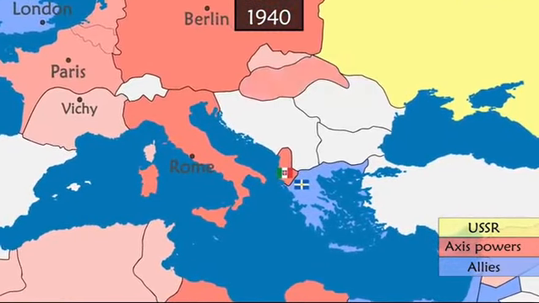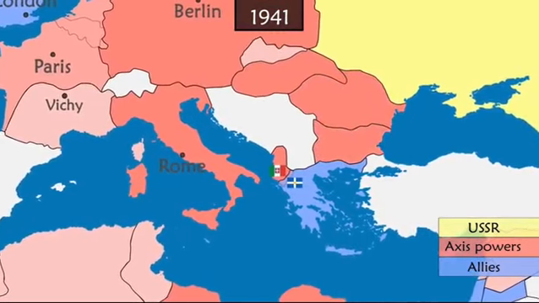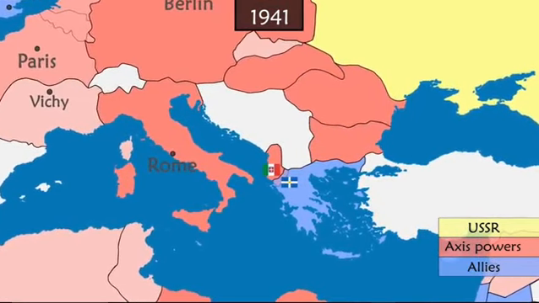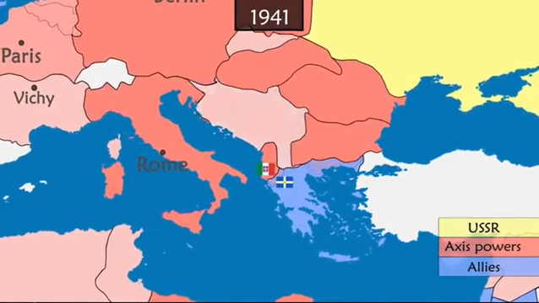After the accession of Hungary, Romania and Bulgaria to the Axis forces, the German armies head south to invade Yugoslavia and Greece.